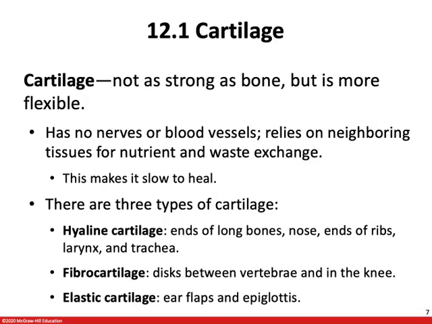There are 3 types of cartilage. We have our hyaline cartilage. This is going to be found in the long bones, nose, the end of your ribs, larynx, trachea. Fibrocartilage, which would be those discs between your vertebrae and in your knee. And then elastic cartilage, which is going to be pretty flexible. It's going to be found in your ear flaps and your epiglottis.